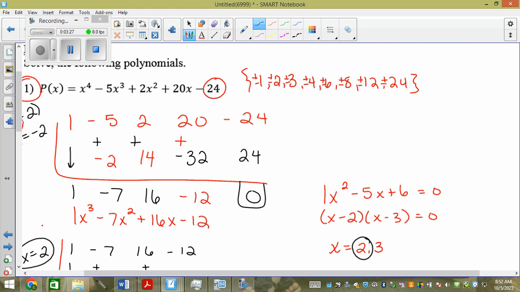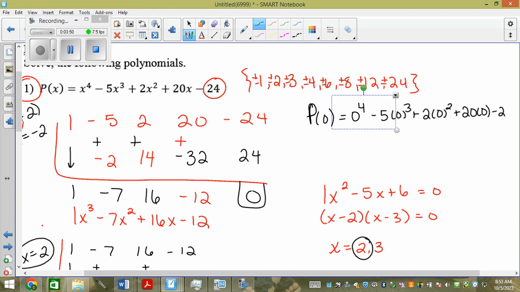When you hear y-intercept, you should think x equals 0. Let's put zeros in for x. If I find f of 0, or this one would be p of 0, sorry, that means I'm filling 0 for all my x's, right? In that bracket. So I get 0 to the 4, minus 5 times 0 cubed, plus 2 times 0 squared, plus 20 times 0, minus 24. Anything times 0 goes away. So I have p of 0 equals negative 24.